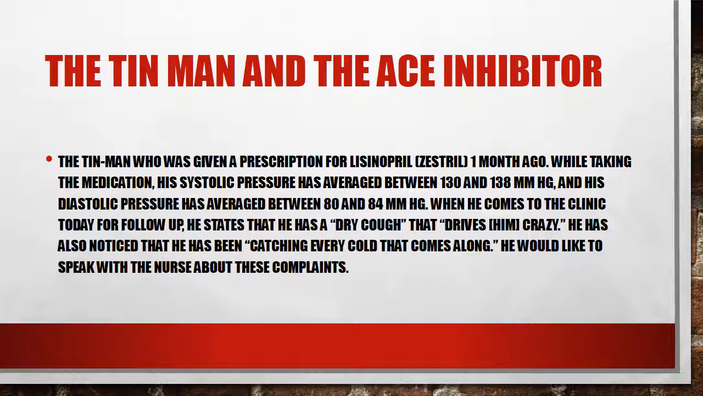And I have a little bit of a case study for you, and you should know this one because I've talked about it already. Tin Man was given a prescription for lisinopril a month ago. While taking his medication, he was between 130 and 138 on his systolic, and his diastolic was between 80 and 84. When he comes to the clinic, he says he's got a dry cough. It's driving him crazy, and he's been catching every cold that comes along, and he'd like to speak to the nurse about these complaints. Oh my, wonder what we could switch him to.